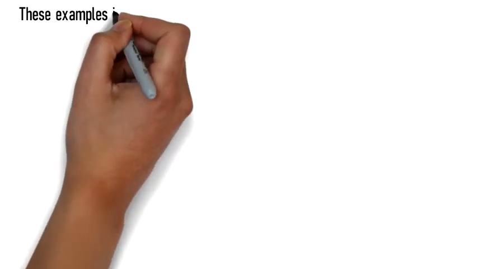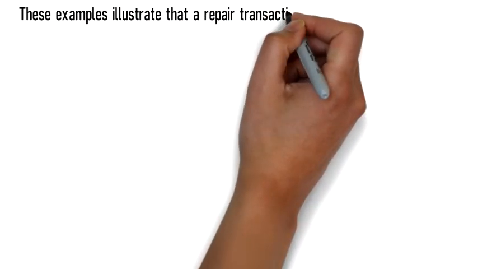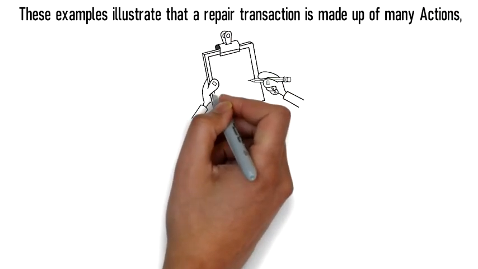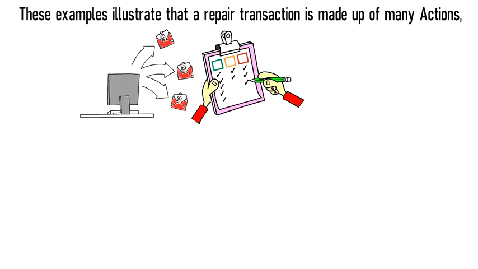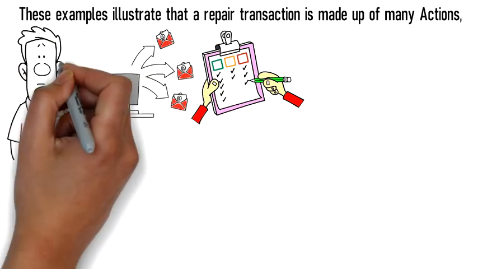These examples illustrate that a repair transaction is made up of many actions, often recurring actions. The collaboration is through emails, hence, it is difficult to quantify how many actions are open.